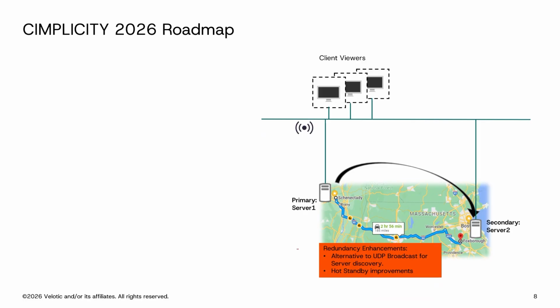We will be providing an alternative to broadcast in the Simplicity 2026 release that supports the ability for viewers to directly configure the primary or secondary server for any projects that the viewer is connecting to.